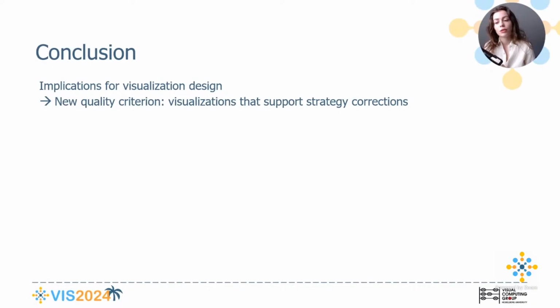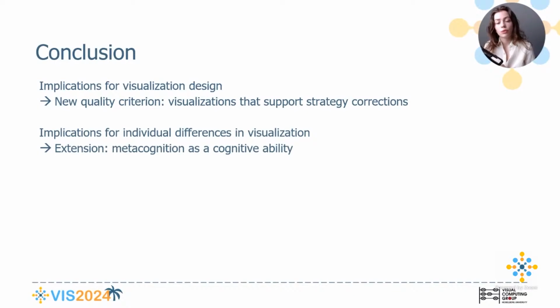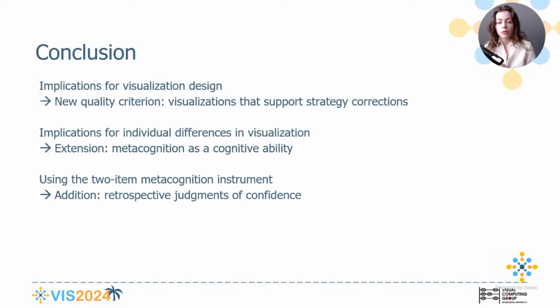To conclude, I want to briefly highlight some implications and directions for future work. First, we think the ease at which a visualization supports the correction of reasoning strategies could offer a new quality criterion for visualization design. And since our experiment shows quite pronounced differences in performance between the groups of reasoners, we also propose to add metacognitive abilities to existing models of individual differences in visualization. When using our two-item instrument in an experiment, it would be interesting to add items on retrospective judgments of confidence or to code the valence of strategies as well.